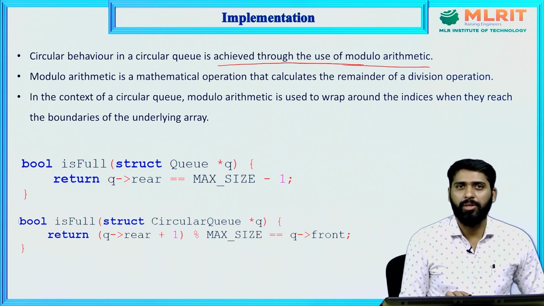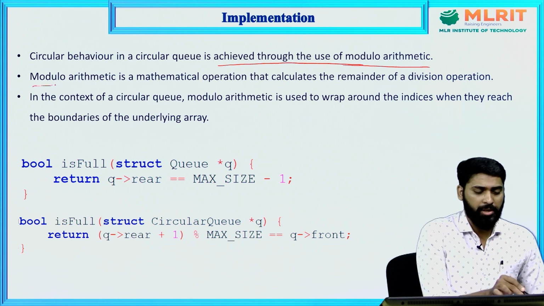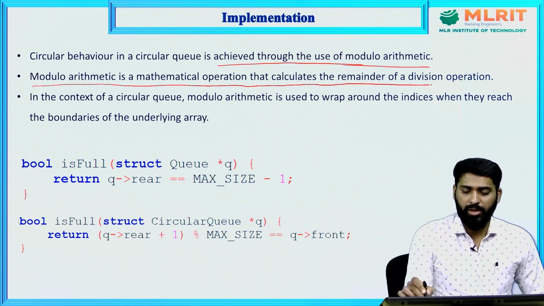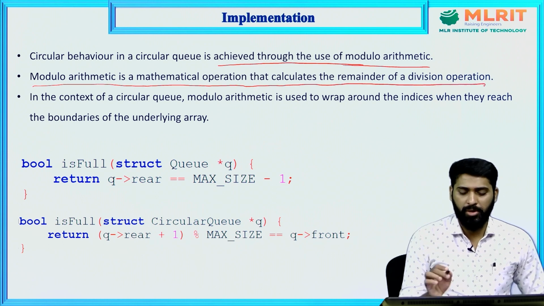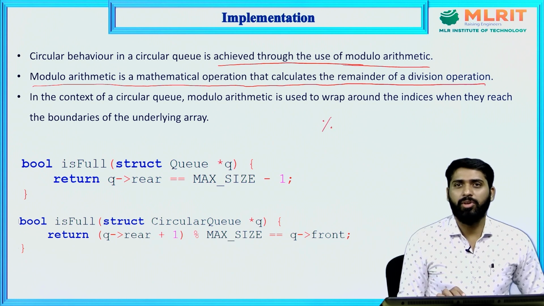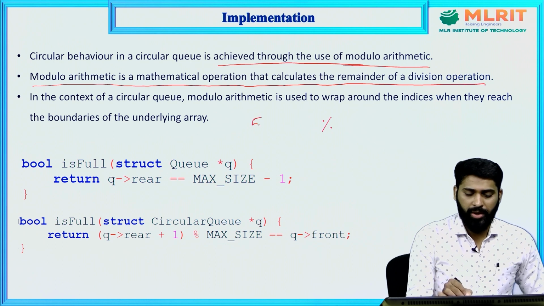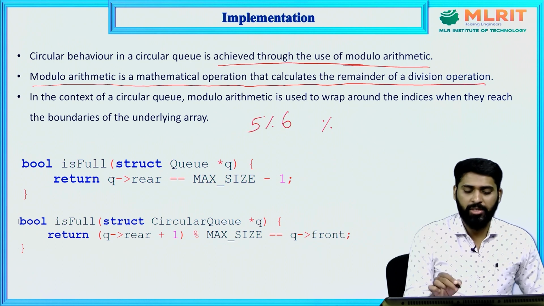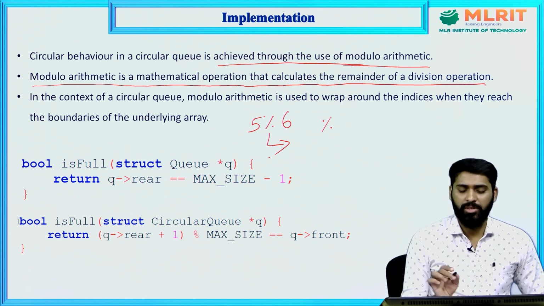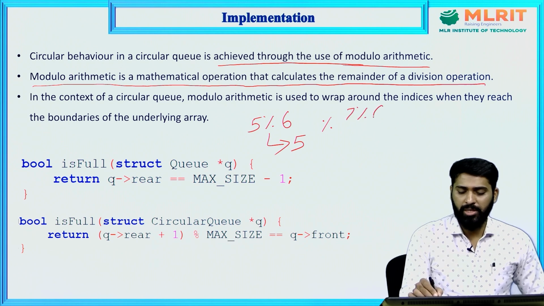So, the modulus operator. Modulo arithmetic is a mathematical operation that calculates the remainder of a division operation. The modulus operator is the percentage symbol. For example, 5 % 6. Now what does it return? It returns the remainder. If you divide 5 by 6, what is the remainder? 5 is the remainder.